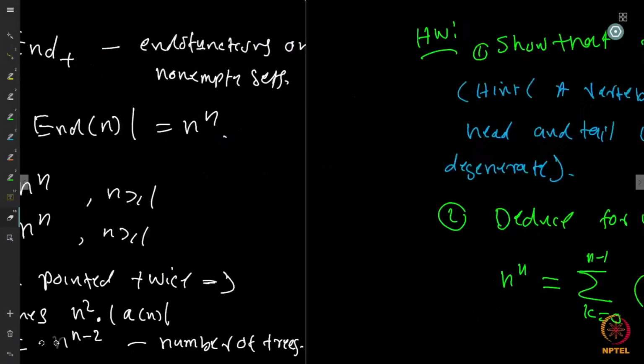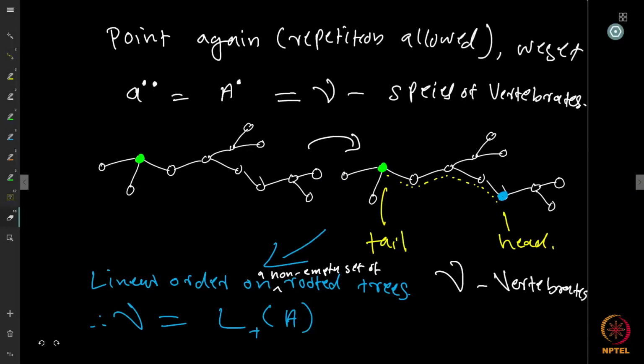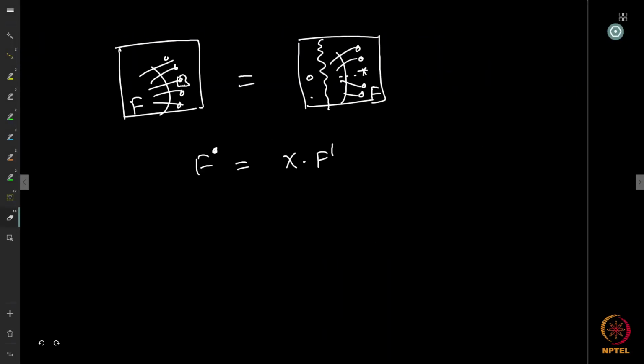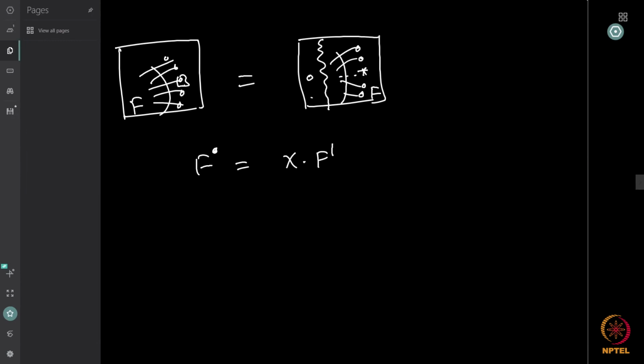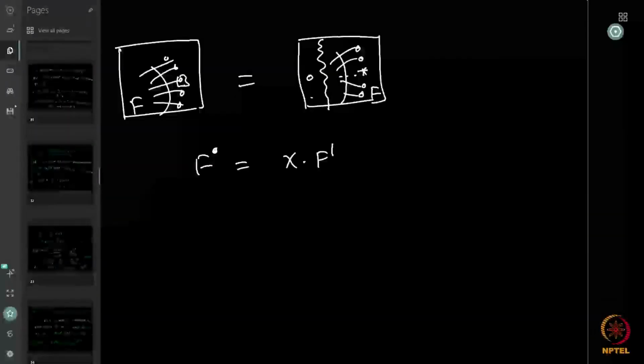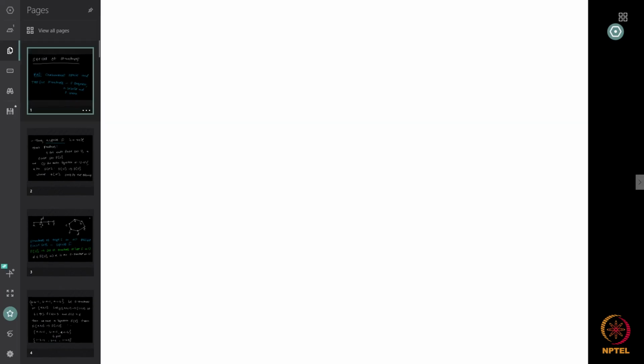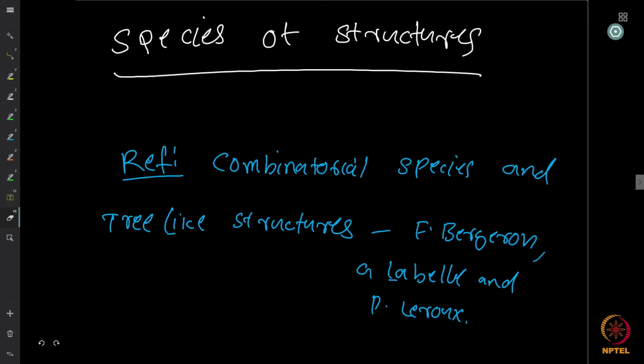Okay, I think that is it. So we wind up the short introduction to the species of combinatorial structures. If you want anything further on this topic, you can look at this nice book, Combinatorial Species and Tree-like Structures, by Bergeron, Labelle, and Leroux. It has more details, lots of exercises, and also much more advanced topics.